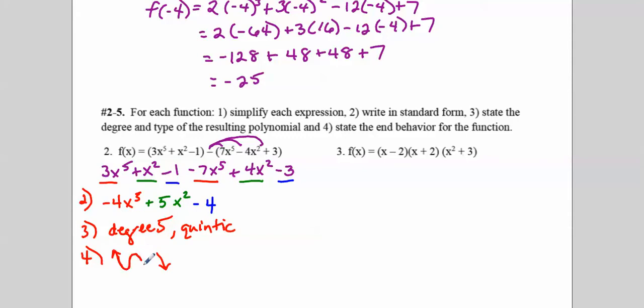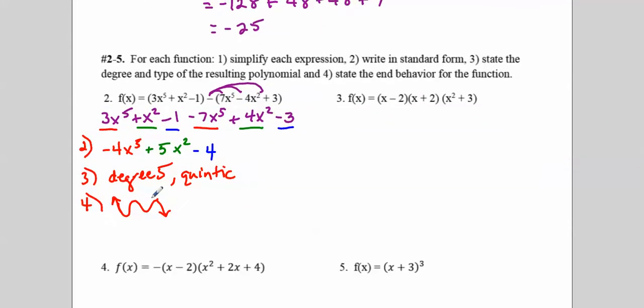1, 2, 3, 4. And the polynomial will look something like this. So now we can say the end behavior. As x goes to positive infinity, that's the right side, the y is going down, so the y is going to negative infinity. And as x goes to negative infinity, that's the left side, the y is going to positive infinity.